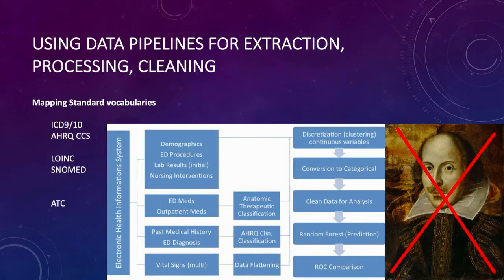We created a fingerprint for both the ED medications administered and the outpatient medications that the patient came in the door with. Past medical history was converted to the clinical classification scheme. And we did that data flattening. So we created first, max, mean, min, last, and number of systolic blood pressure, shock index.